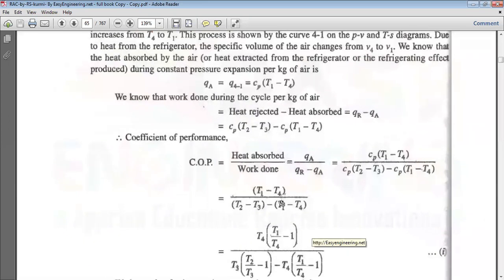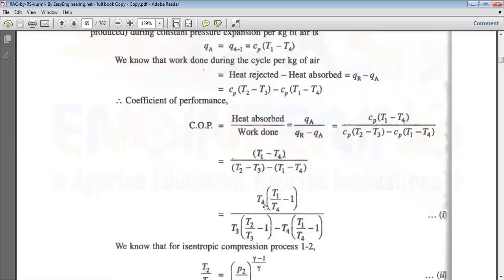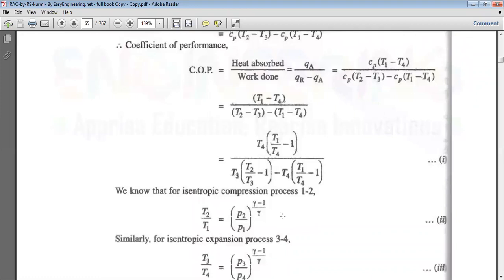For simplification purposes, I am taking T4 out of the brackets as a common factor. Whenever I take T4 outside the brackets, we get T1 by T4. Therefore, what I have is T4 into (T1 by T4 minus 1). Here I am taking T3 as a common factor, so we get T3 into (T2 by T3 minus 1). Here I am taking T4 as a common factor. Therefore, I am getting T4 into (T1 by T4 minus 1). Why I am writing it like this will be understood in the next step.